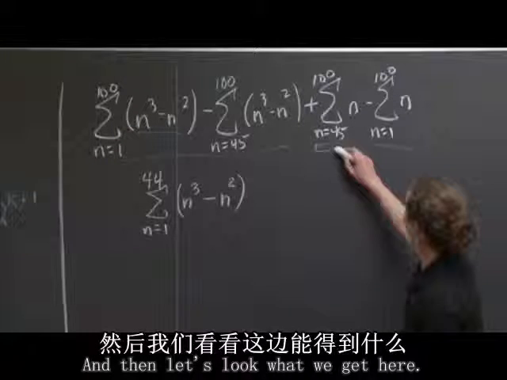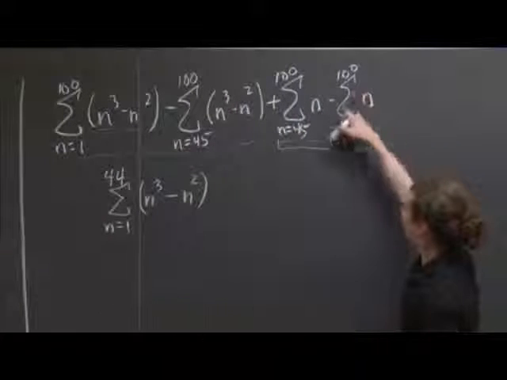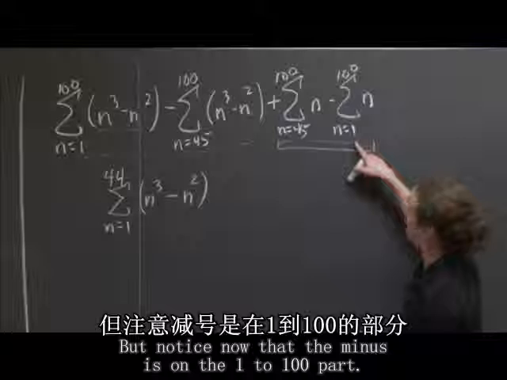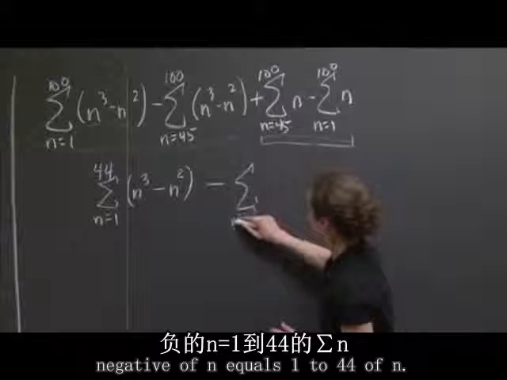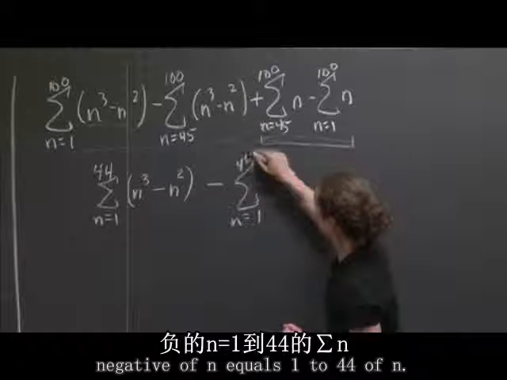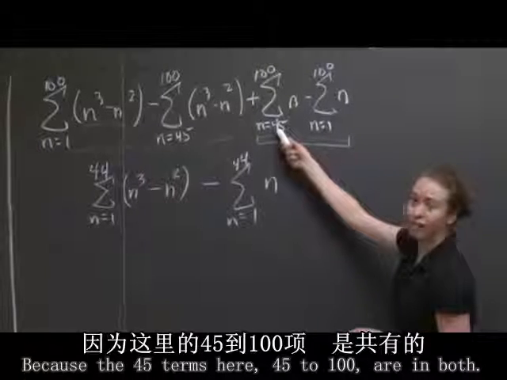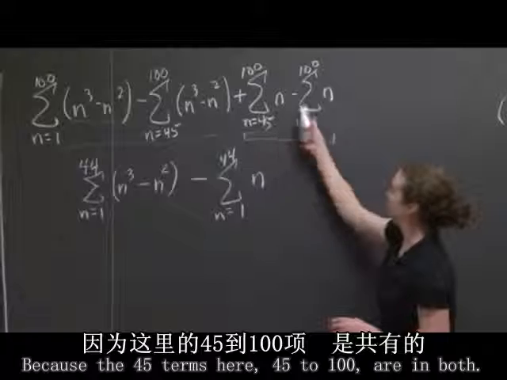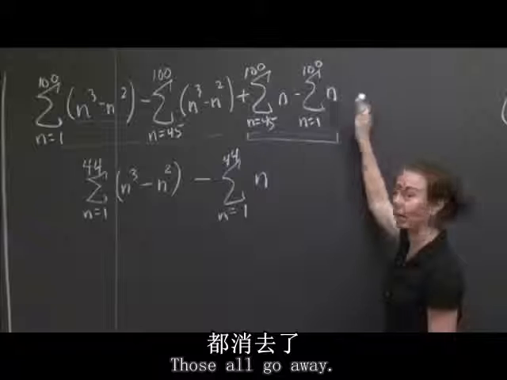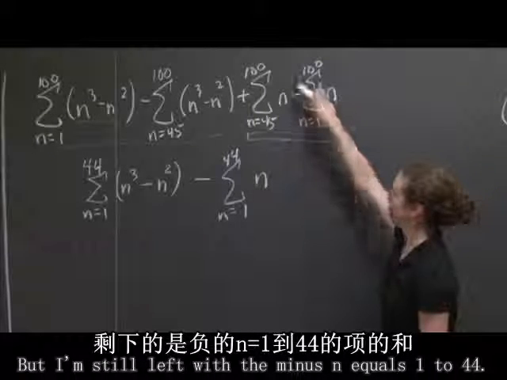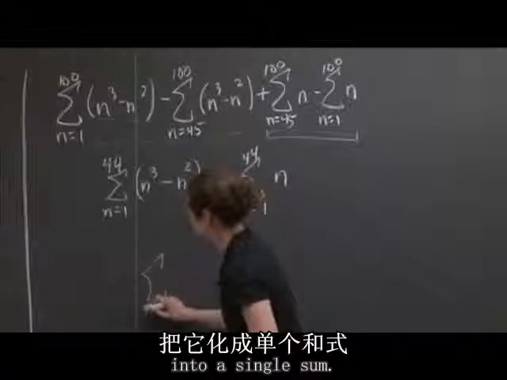And then let's look at what we get here. Well, in fact, we see it's exactly the same kind of thing. This is 45 to 100. This is 1 to 100. But notice now that the minus is on the 1 to 100 part. So I'm actually going to get negative of n equals 1 to 44 of n. Because the terms here, 45 to 100, are in both. So the 45 to 100 here, subtract off the 45 to 100 here, those all go away, but I'm still left with the minus n equals 1 to 44. And now I could simplify this further if I wanted into a single sum.